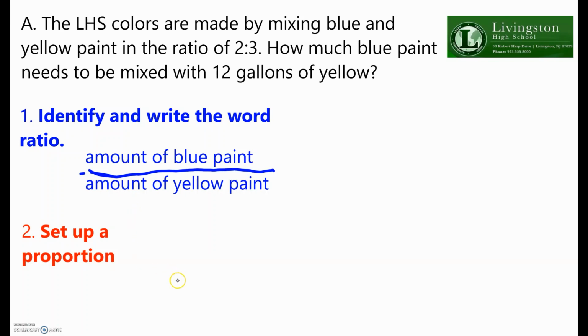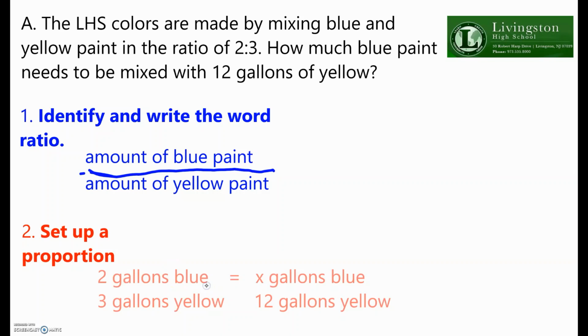So we know our original ratio was 2 to 3. So we're going to use that ratio of 2 to 3. 2 gallons of blue to 3 gallons of yellow. Again, I'm going to go ahead and draw that fraction bar just because it's difficult on here. And then we're solving for how many gallons of blue paint to 12 gallons of yellow. So what I did here is I stayed consistent with 12 in my denominator with yellow paint, but we're solving for the amount of blue paint up top.